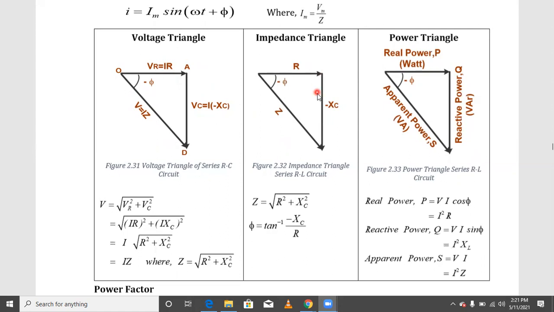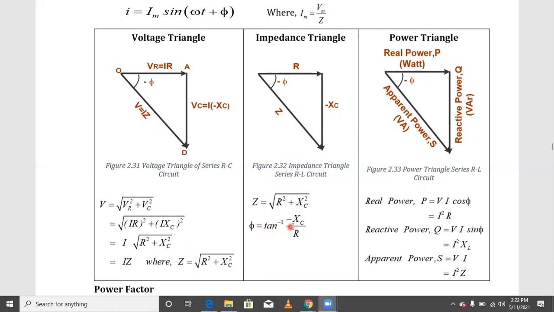Then this is called the impedance triangle and this is called the power triangle. In the voltage triangle, V is equal to the square root of VR squared plus VC squared, according to the Pythagoras rule. Then VR is equal to I into R and VC is equal to I into XC, so you will get V is equal to I into Z. Z is equal to the square root of R squared plus XC squared, whereas in the series RL circuit it is the square root of R squared plus XL squared. In the impedance triangle, this is the resistor R, XC and Z.